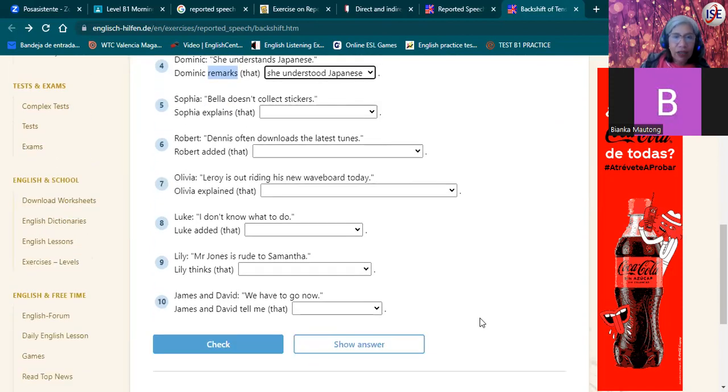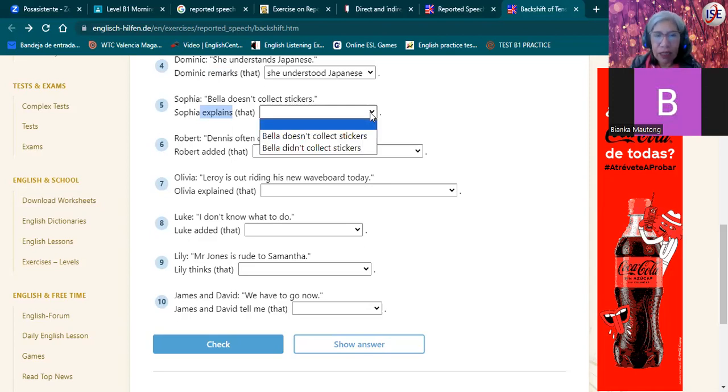Bella doesn't collect stickers. Sophia explains that Bella doesn't collect stickers. Notice, simple present tense, not past. I have to put it in present, because remember, we change when it is past. We made all those changes because reported speech is usually past tense. But if it is present tense, it is not really reported speech. You just write it or say it in the current tense. You don't change it. You don't backshift. It's okay: Bella doesn't collect stickers.